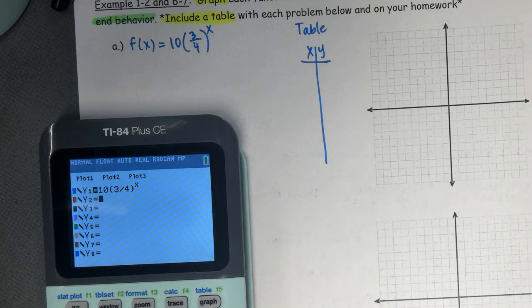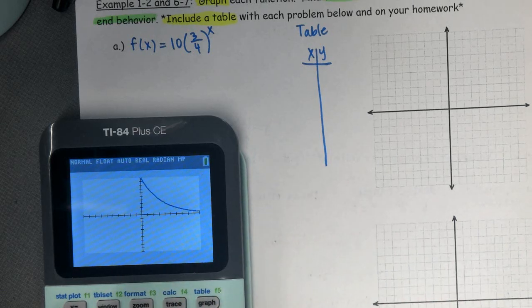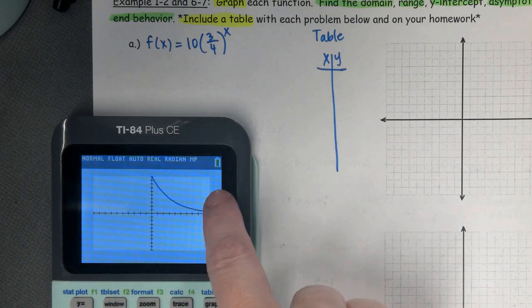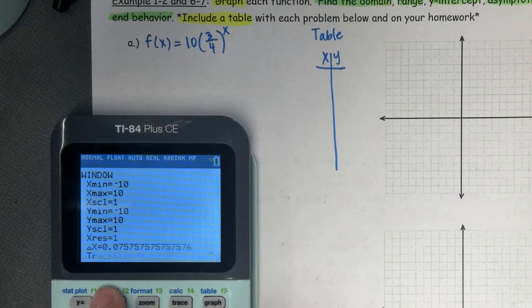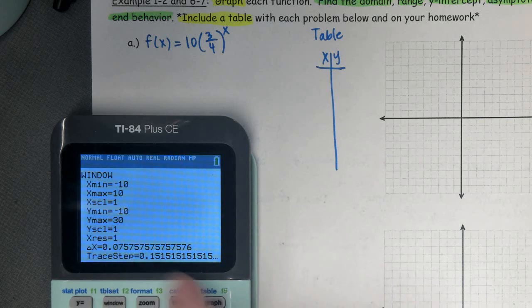Okay, so if you have 10 to the 3/4 x and you graph it on your standard window, it looks like this. And you can see this is more of a softer curve here. If you adjust your window so you can see a little bit higher, sometimes that does help. You get a better picture of what's happening there. Okay, you can also extend your x values out.